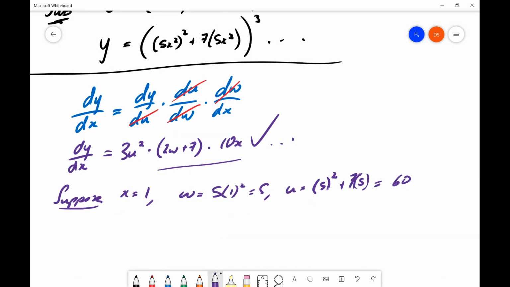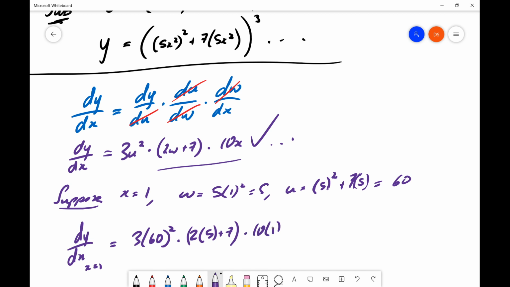Without having to substitute x back in, I can just go dy by dx at x equals 1 is equal to, let's go, 3 times 60 squared plus 2 times 5 plus 7 plus 10 times 1. And in all honesty, that's a lot prettier than substituting horribly through.